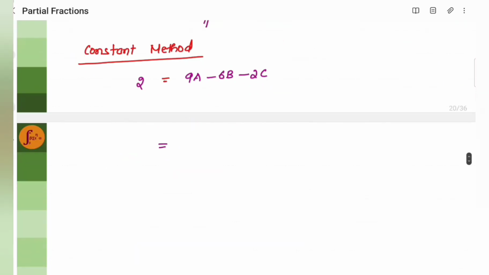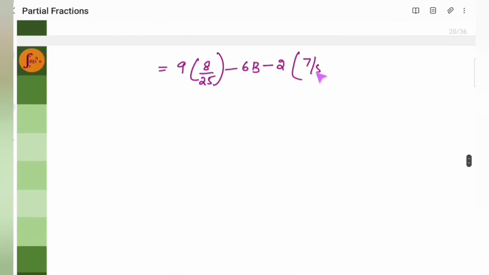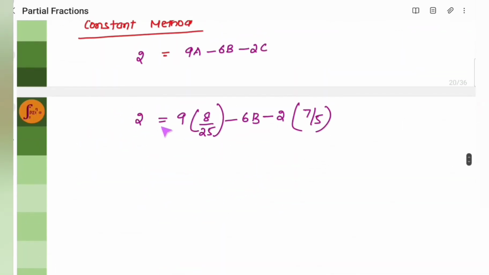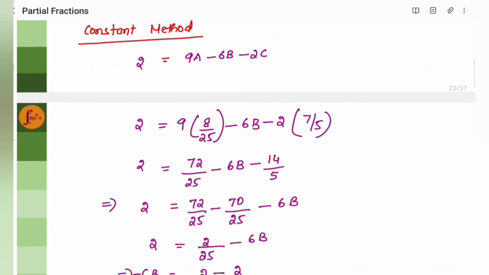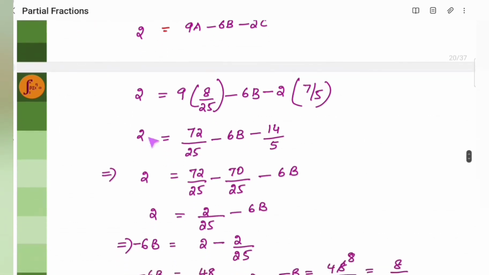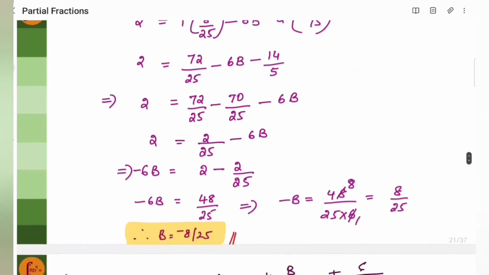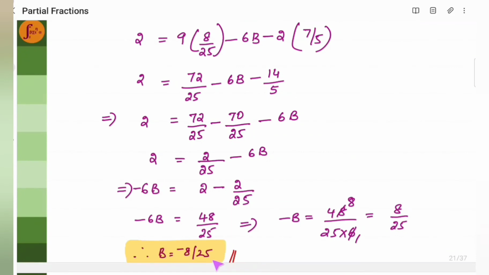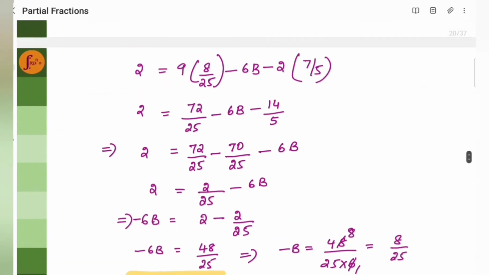So 2. We'll substitute the value of A. A is 8 by 25, minus 6B. B we have to figure out. Minus 2 into C. C is 7 by 5. So now we'll calculate. On simplifying all of this, there are multiple calculations. Basically, you'll have to take the LCM, subtract, multiply and all of that. And finally, we get the value of B, which is minus 8 by 25.